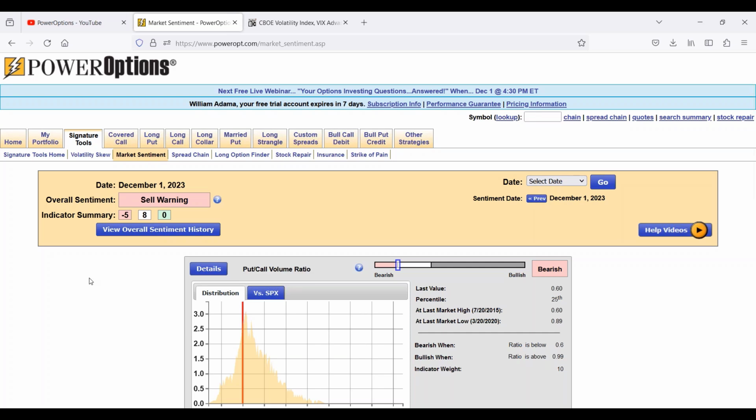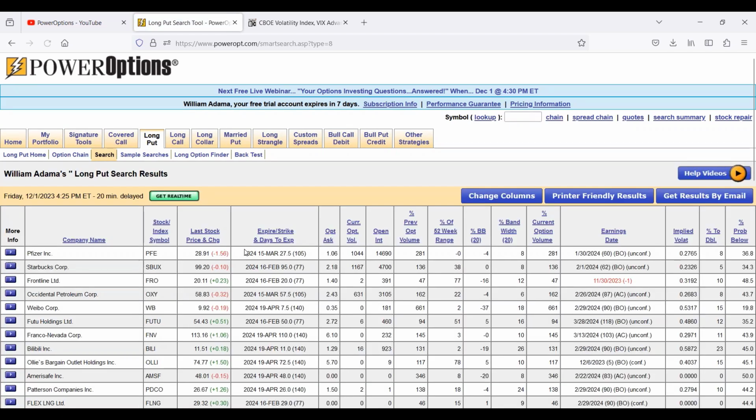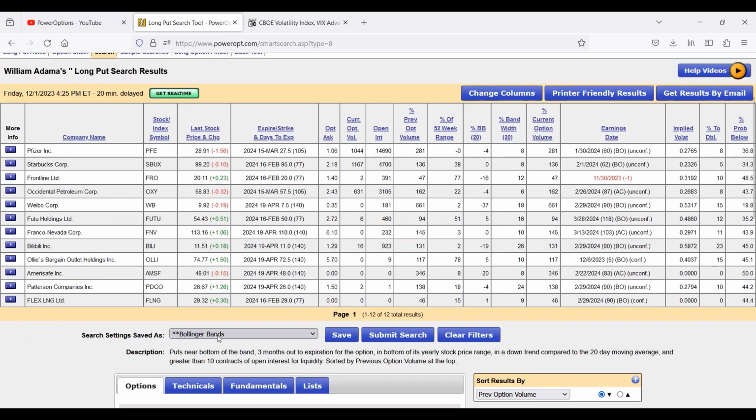We talked about at what point we should buy puts, in my opinion. I can use the long put search, two different ways to look at it. This is the Bollinger Band default search, as I mentioned. We talked about looking at that chart and looking for Bollinger Band breakouts. Essentially, what this search that Ernie created is looking for is puts that are near the bottom of the lower Bollinger Band, 3 months out to expiration for the option. It's in the bottom of its yearly price range and in a downtrend. Pretty much exactly what I said. Related to those, but looking for something that might have had a Bollinger Band breakout. PFE is one that came up.